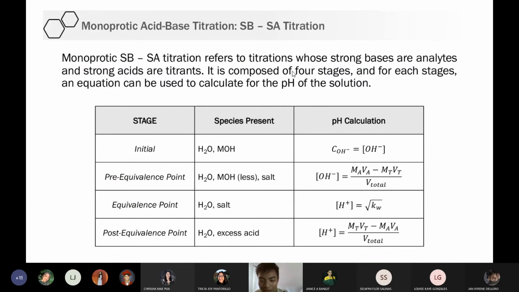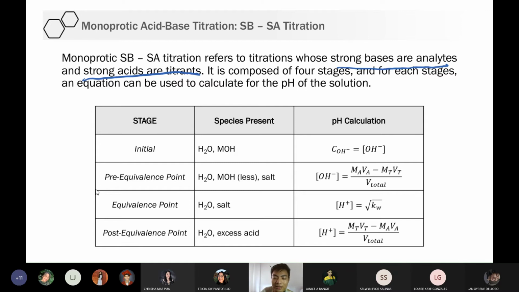So, let's proceed with the next one. I think wala naman kayong question. Pag may question, sabihin lang. We have the strong base, strong acid titration. Ano yung kanina? Strong acid, strong base. Ngayon, baliktad. We have the strong base as your analyte and the strong acid as your titrant. Baliktad. Ibig sabihin nun, yung ating equations, baliktad din. So, magbabaliktad tayo ng equations.